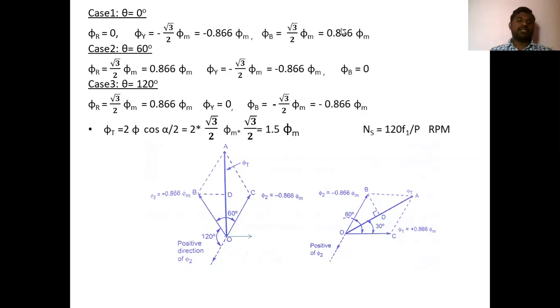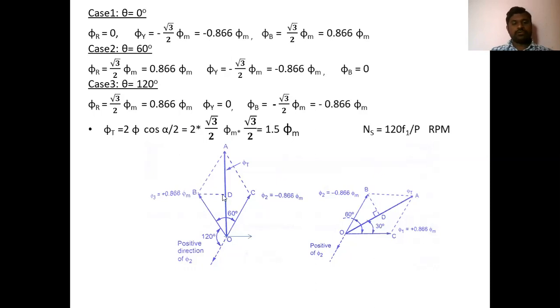Now for the first case, I am drawing the phasor diagram. This is R phase, this is Y phase, and this is B phase. Each is 120 degrees apart. Now phi R is 0, so here R phase is 0, that's why I'm taking its origin O. From here, next phi Y is minus root 3 by 2 phi m. This is the positive direction of phi Y, and negative means the opposite side. So this will be phi Y with minus root 3 by 2 phi m, or 0.866 phi m. And root 3 by 2 phi m is the B phase.